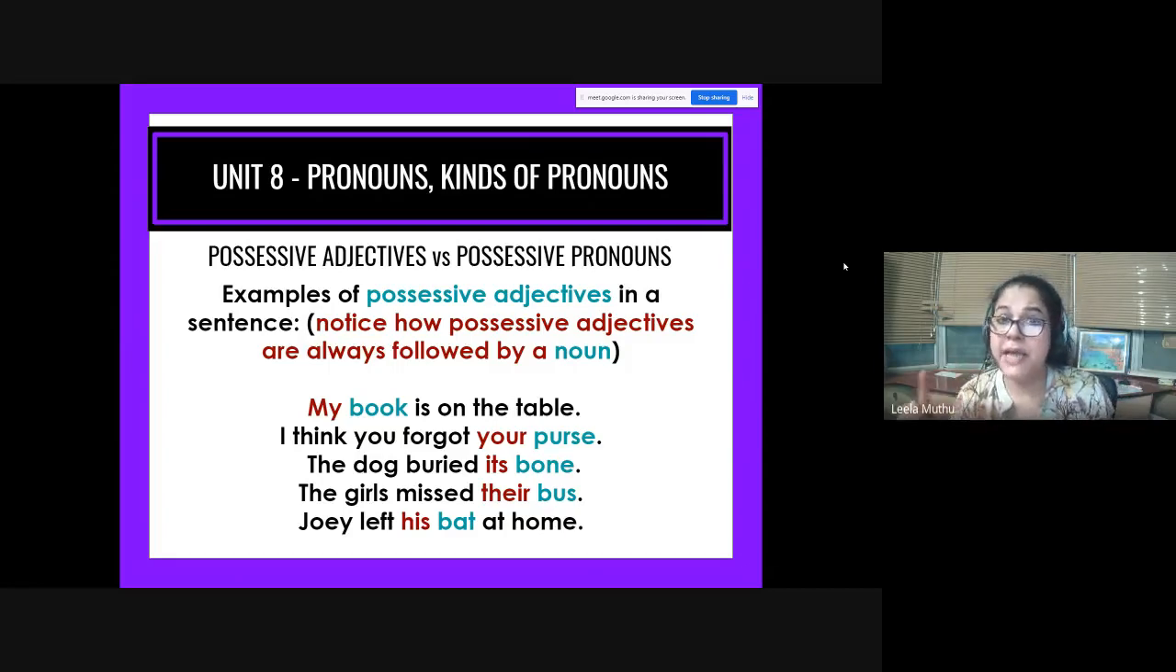The girls missed their bus. Whose bus? Their bus. There is a pronoun acting as an adjective because it shows ownership, meaning to whom the bus belongs. It's not their own bus, they didn't buy it, but it shows which bus they're going in and it is referred to as their bus. Okay? Joey left his bat at home. Whose bat? His bat. Shows that the bat belongs to Joey. His is a pronoun which is acting as an adjective. It is referred to as a possessive adjective.